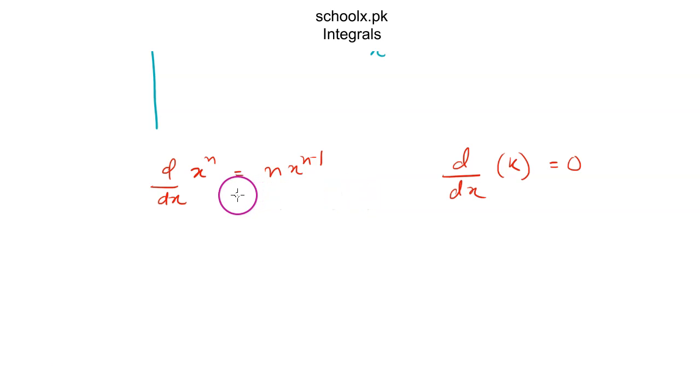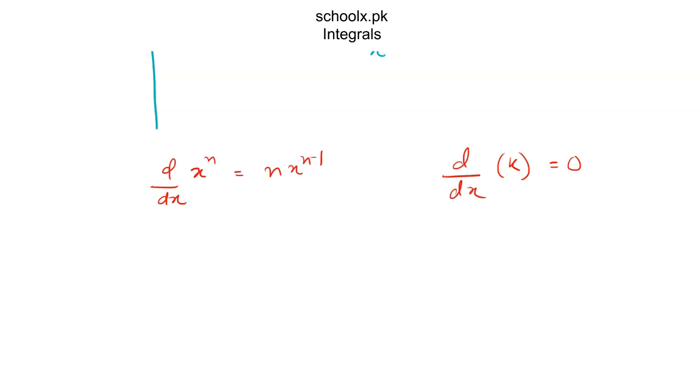Alright, now moving on, how to actually take the integral of a function. It's quite simple. As you know, the derivative of x to the n is n into x to the n minus 1, and the derivative of a constant is 0. These were the two ground rules when you were to take the derivative of an expression, right?